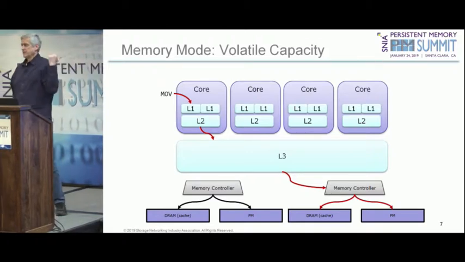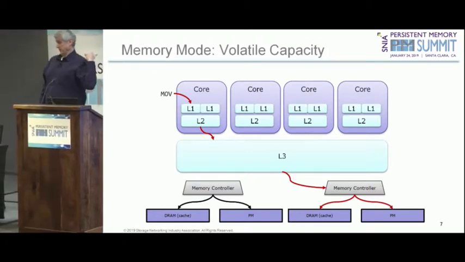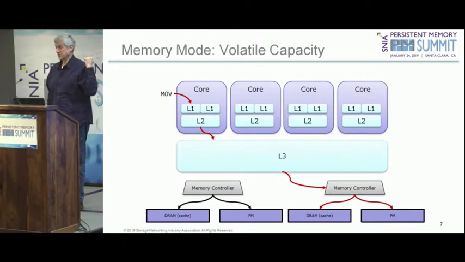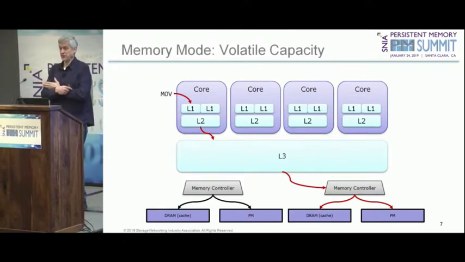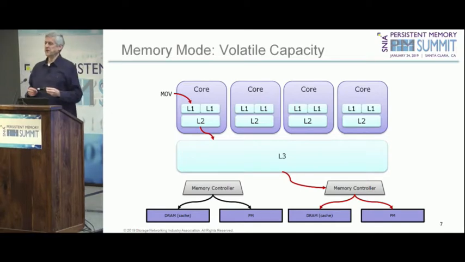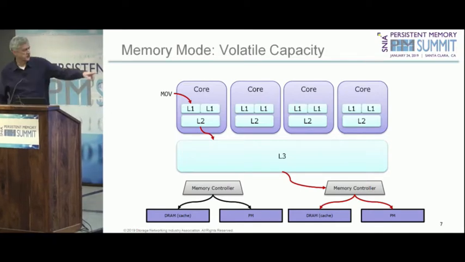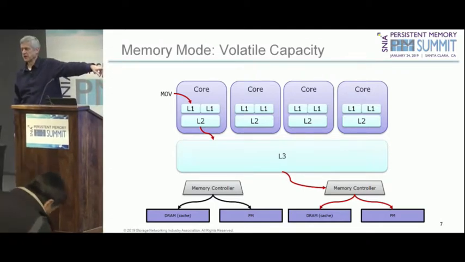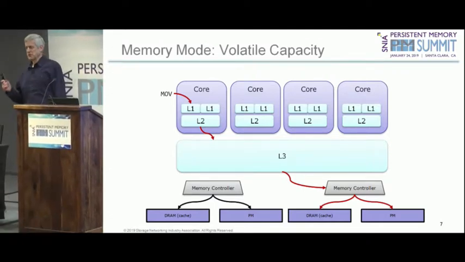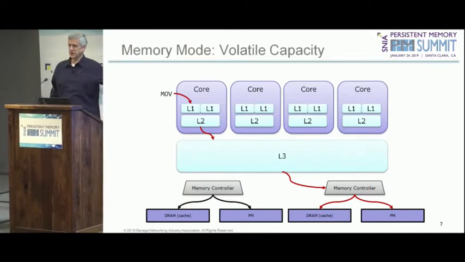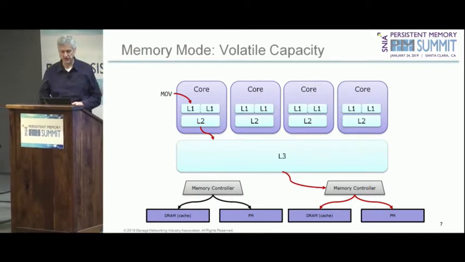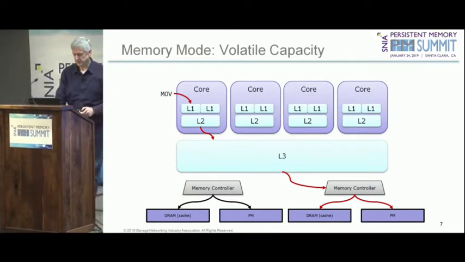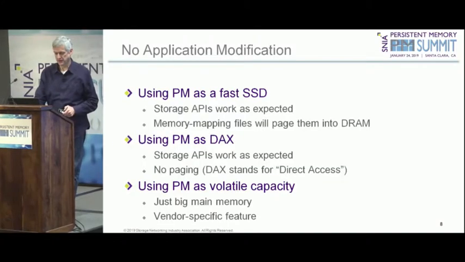So no modification to the OS, no modification to the app, everybody just sees a system with huge memory. So there's another way of using it, but it is volatile now, right? Because those DRAM caches lose their contents on power loss. So it is persistent memory, but it's just a volatile use case, right? You don't care that it's persistent in this case. So it's another way of not modifying your app.